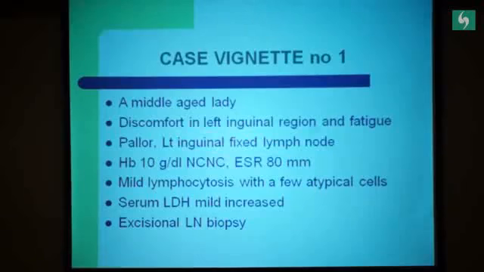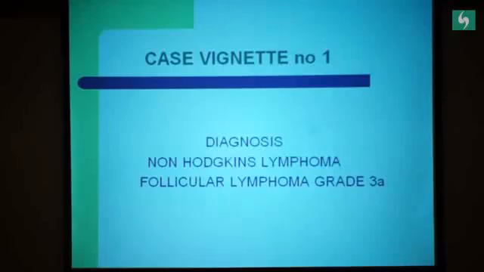When we did a hemoglobin, it was 10 grams. ESR was high, it was a normocytic normochromic anemia. On the peripheral smear, the lymphocytes were slightly elevated, just a marginal elevation, but some of them looked atypical. The LDH was mildly increased. So we asked her to go in for an excisional lymph node biopsy, and there we picked up a non-Hodgkin's lymphoma of follicular type, grade 3A. Now she's going to go on treatment. She's a case I saw last week.